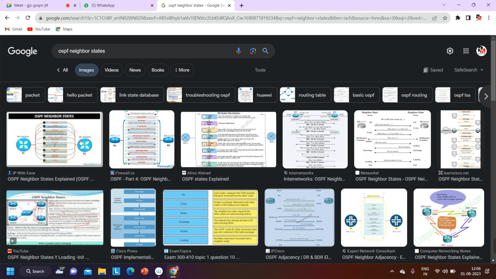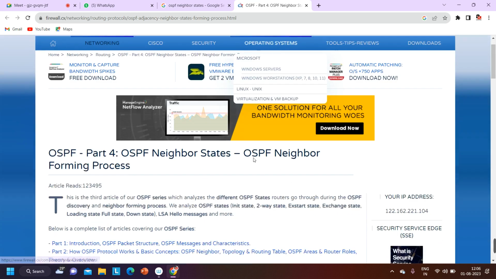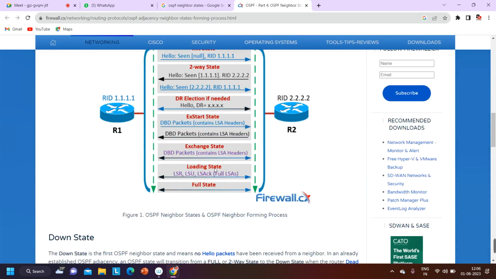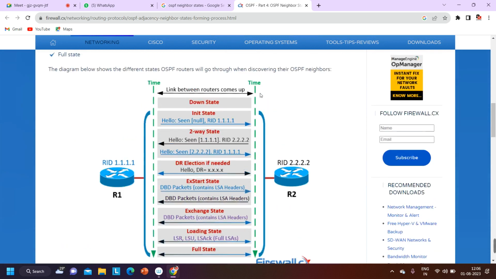Two-way state. In two-way state, that's the state. It stopped at that point, when they send a router ID and receive a router ID, and I think that then they send an acknowledge or what message? What do we call it?